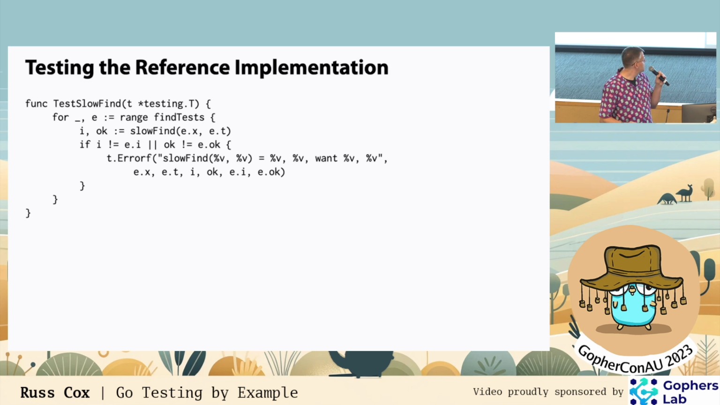But if the exhaustive test fails, then that means that find and slowFind disagree. So at least one of them is buggy, but we don't know which one. So it helps to have a direct test of slowFind. And that's easy since we already have a table of test data. And so this is another benefit of table-driven tests. The tables can be used to test more than one implementation.